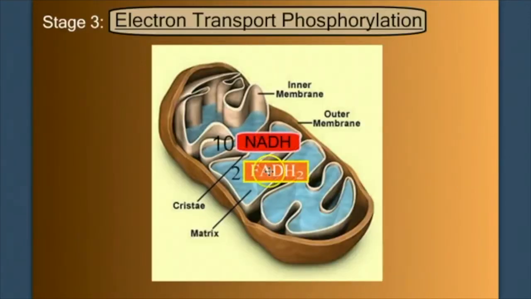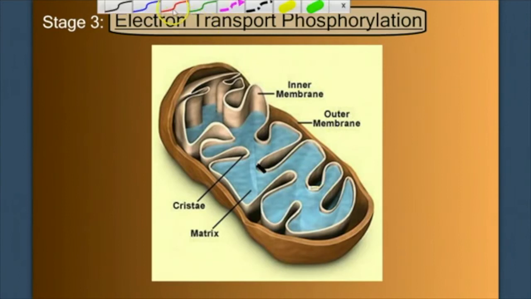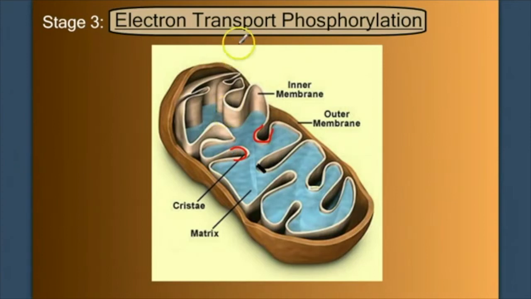Here we are inside the mitochondria, and we have 10 NADHs and 2 FADH2s that we've made throughout the process. And we need to send them to the electron transport chain. The electron transport chain is found embedded in the inner membrane of the mitochondria. So if we zoom in to these folds, or cristae, embedded in this membrane, we're going to find our electron transport chain, which I have drawn.